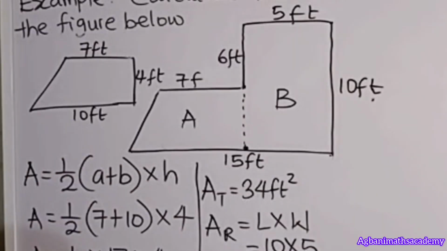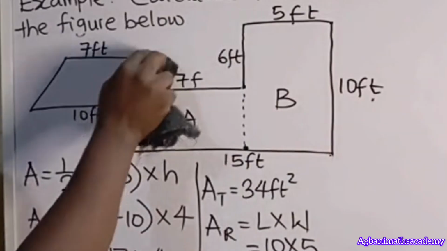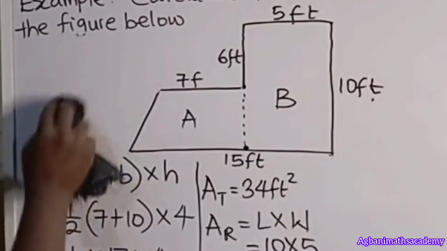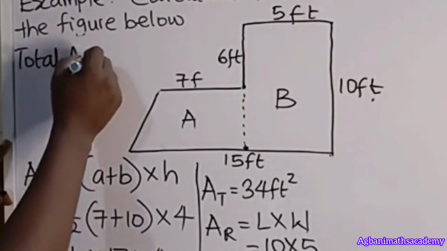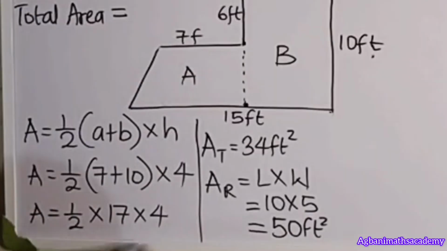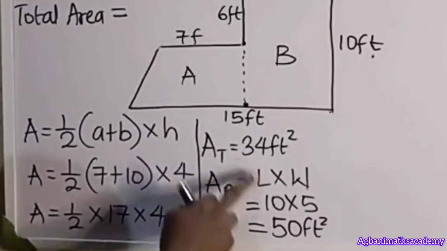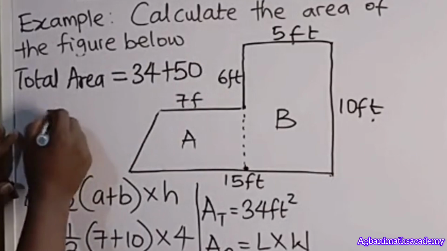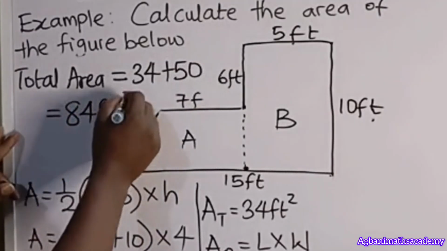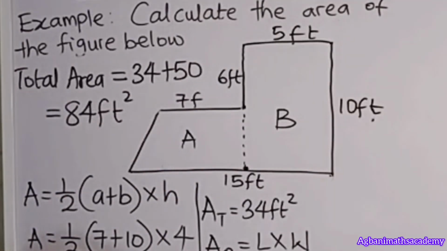So the total area of this shape here is equal to 34 plus 50, and that will give us 84 square feet. We've seen how to calculate the area of composite plane shapes. So you can still look for more practice questions and try out those questions.